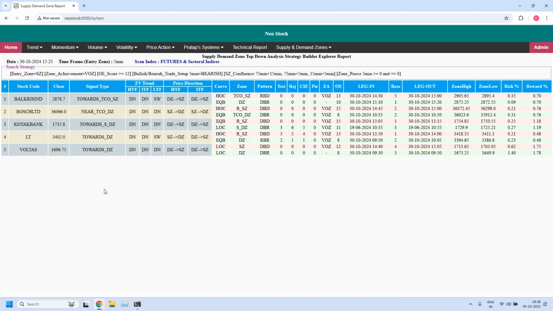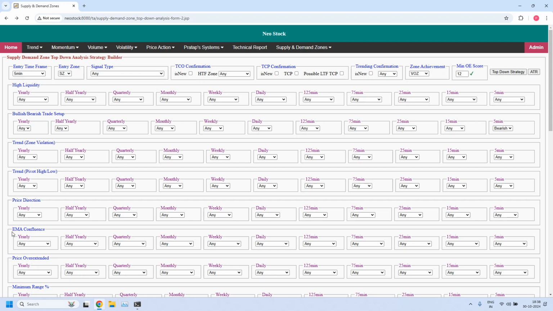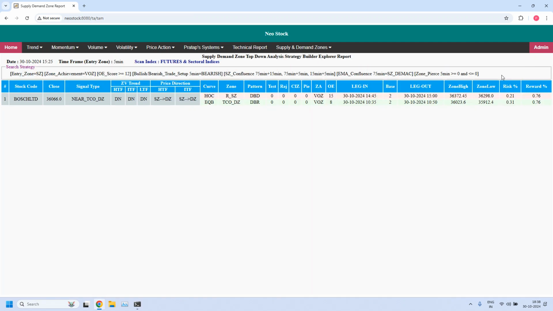If any of these 5 stocks are having 75 minute supply zones with daily EMA confluence, they are even more high probability setup supported stocks. Let's verify. In the EMA confluence, 75 minutes time frame, 75 minute supply zone with daily EMA confluence filter, we got 1 stock. So this stock is even more high probability setup supported stock, because the 75 minute supply zone is having daily EMA confluence, and this is the 5 minute supply zone, the entry zone. The entry zone is also a high liquidity zone.